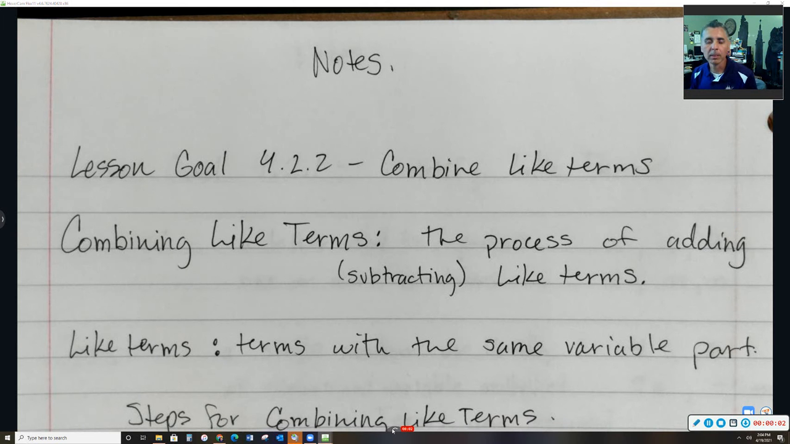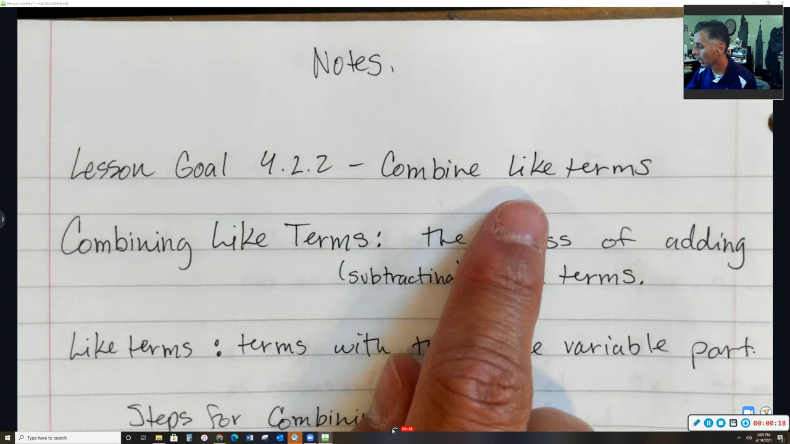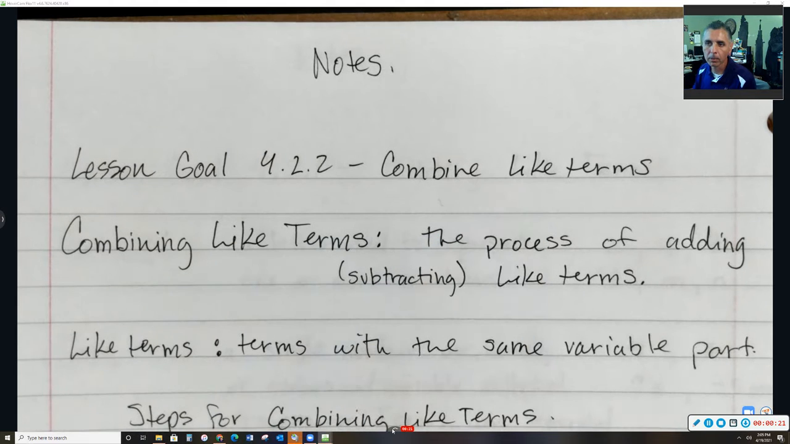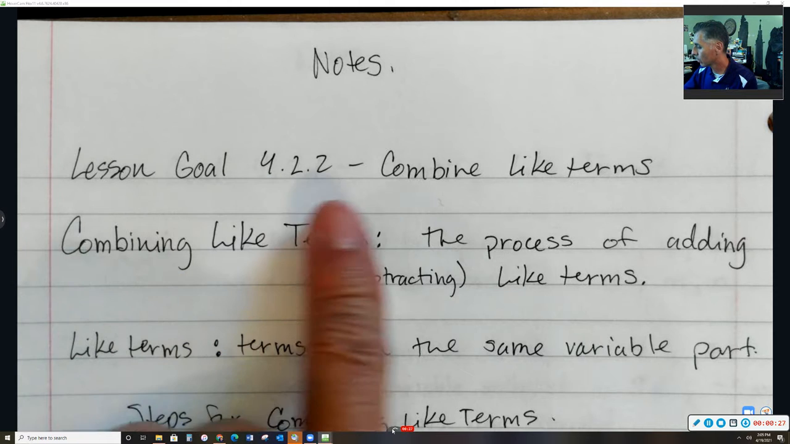Hey everyone, so we got some quick notes today. The good thing about today's notes is we did all the vocabulary in the last set of notes, so it shouldn't be too much today. But here we're gonna combine like terms. That's the section we're gonna go over today. So start copying this down. That's the lesson goal 4.22.